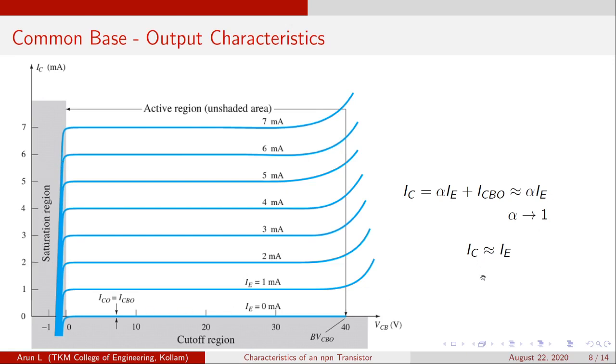Suppose IE value is 0, then when IE is 0, IC is also 0. If you consider ICBO, then IC will be ICBO, a very small value. That is shown here. For IE equal to 0, IC is ICBO or approximately 0. IE equal to 0 and IC equal to 0 means the transistor is acting like an open circuit or open switch. So it is not conducting. Below that limit, both the junctions are reverse biased and it is acting like an open switch. That region is known as cutoff region.